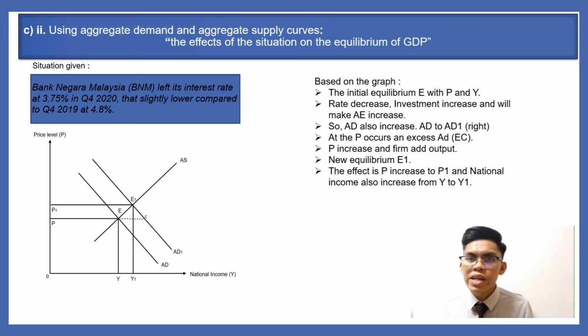So AD will also increase and the AD curve will shift to the right from AD to AD1. At the price level of P0, there is an excess AD, as you can see, EC. This will increase the price level and the firm will add output. Therefore, the new equilibrium is reached at E1. As a result, the price level increased from P to P1 and national income also increased from Y to Y1. Alright, thank you.